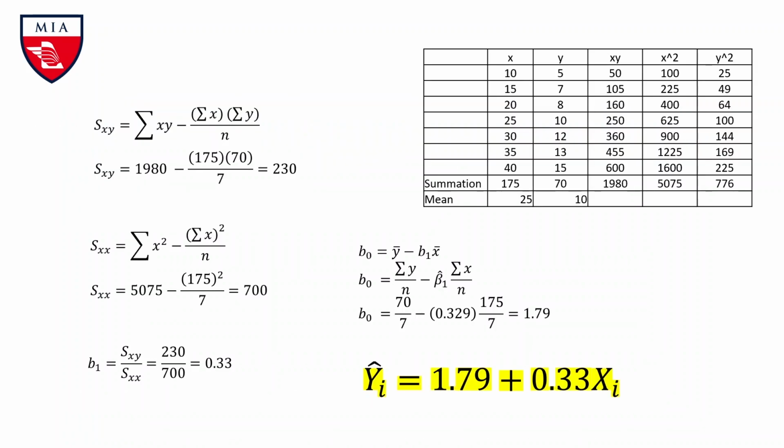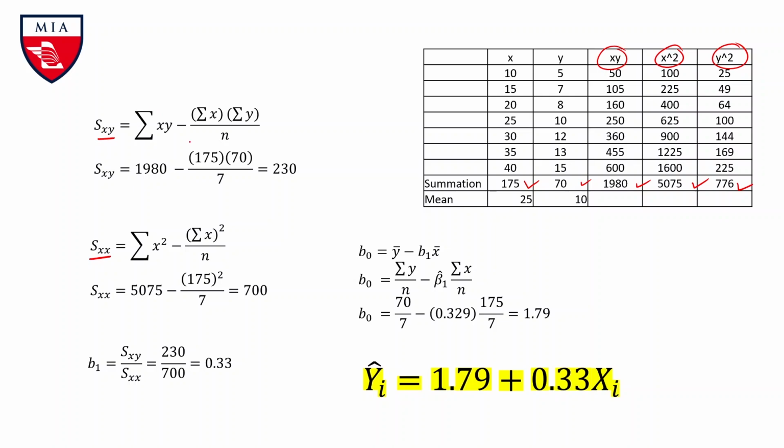So the first step is we need to complete the table. We need to get the values of xy, x squared, and y squared. We will have the summation or the total values here because we need all the values given in order for us to solve for the equation. So first, we need to solve for b sub 1. b sub 1 is equal to Sxy over Sxx. So we need to solve first for the Sxy and the Sxx.